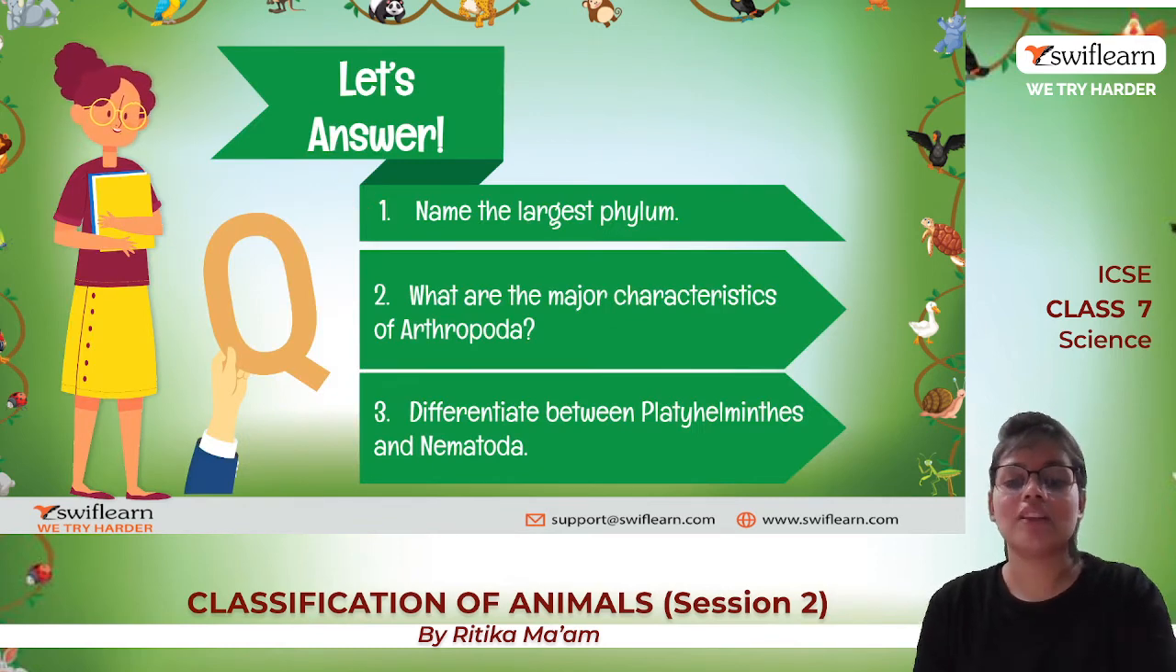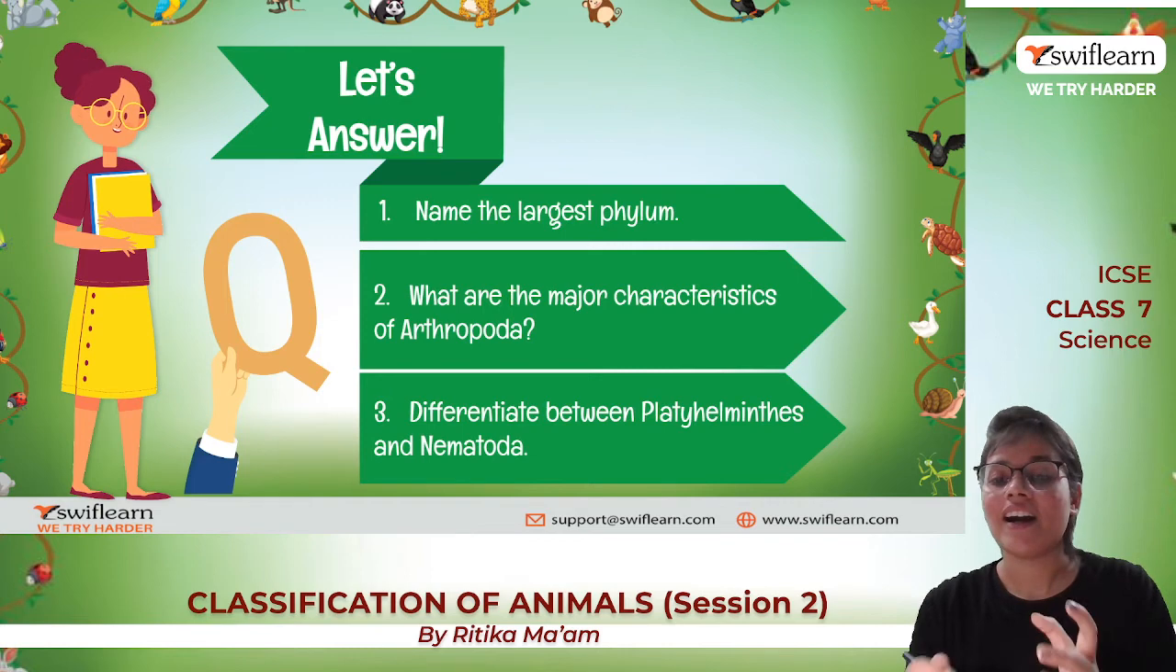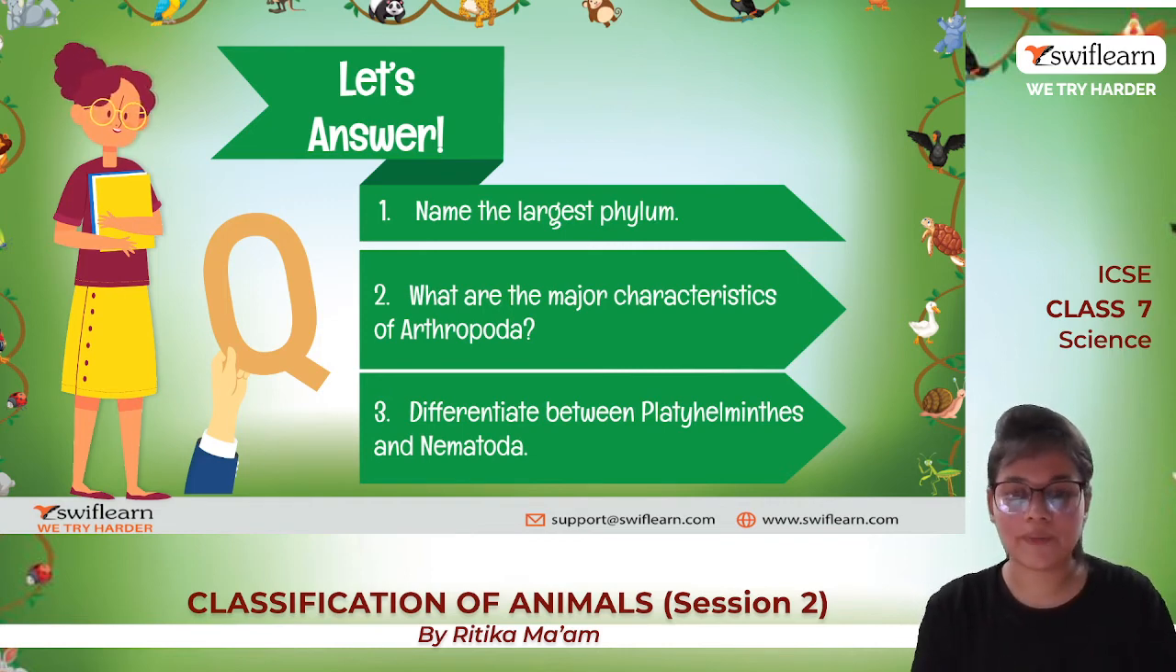Okay, so now let us answer some of the questions. Name the largest phylum. It is phylum Arthropoda. It has about 9 lakh species. What are the major characteristics of Arthropoda? They are triploblastic, the body is segmented, they are bilaterally symmetrical, their organ systems are very well developed, and they are unisexual.